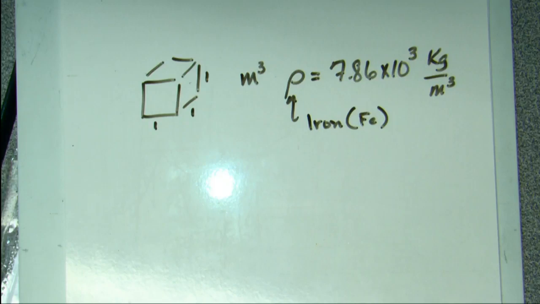Now think about that for a second. I put 1 cubic block of iron in the pool.